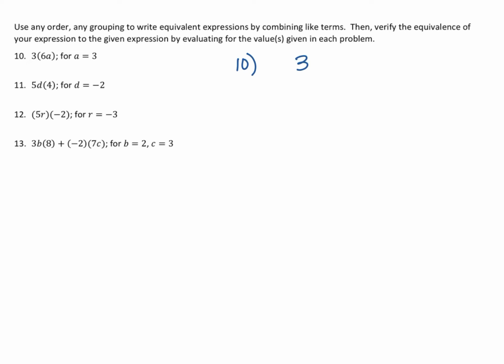In number 10, we have 3 times 6a. This means multiply 3 by 6a, which is 18 because 3 times 6 is 18, and we still have the a. We are going to evaluate both of these expressions with a being 3.